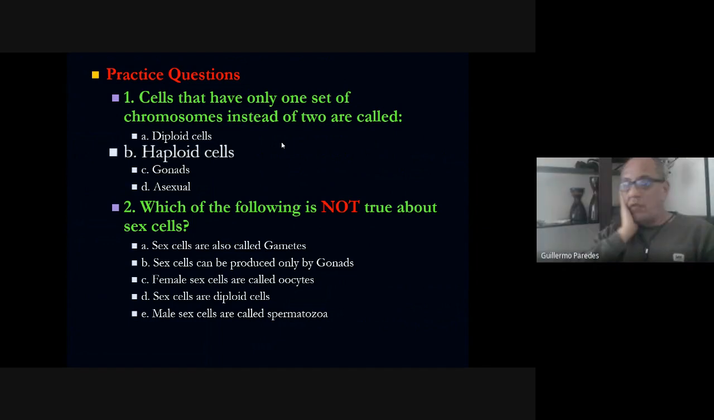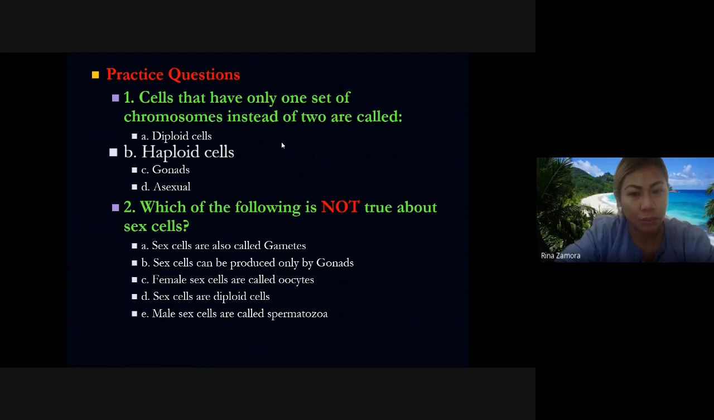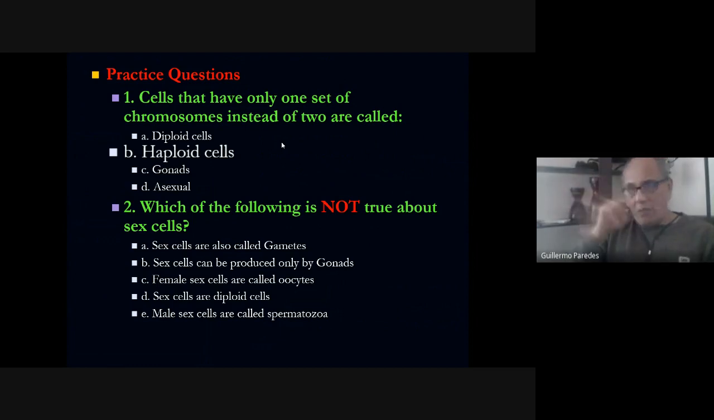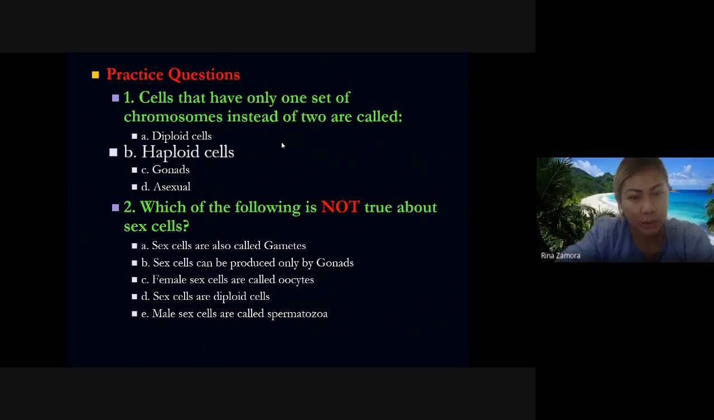Yes. Which of the following is not true about sex cells? Sex cells are also called gametes, yes or no? Yes. Sex cells can be produced only by gonads? Yes. You don't produce spermatozoids from your nose or from your ear. You don't produce ovules in different parts. It's only located in the ovary. Female sex cells are called oocytes. True or false? True. That's what I was telling you at the beginning. You see, oocytes, don't get caught. Translate it in your mind as ovum. Period. Sex cells are diploid cells, yes or no? No, right? Male sex cells are called spermatozoa. Yes, true. Very good.